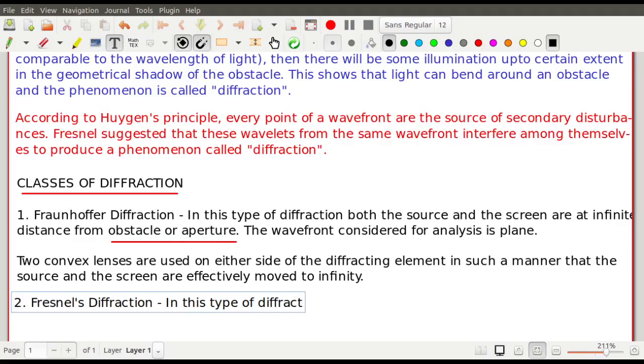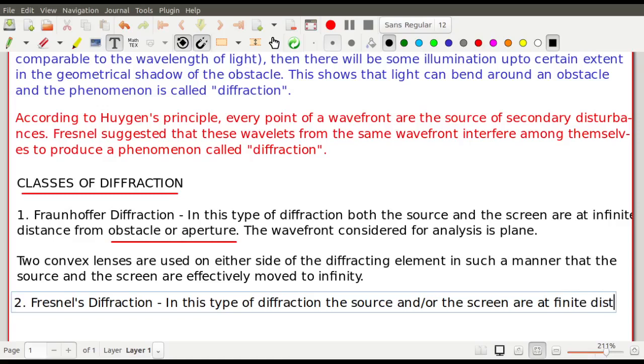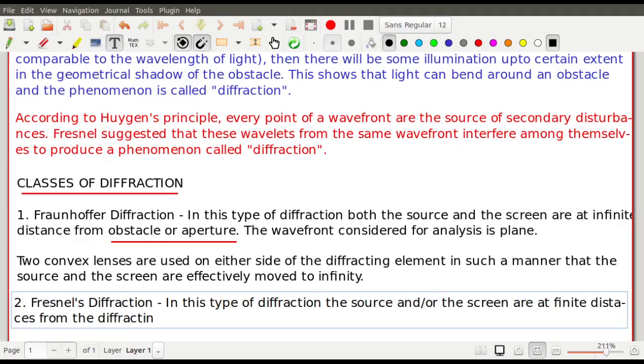diffraction, the source or the screen, এখানেই লিখে দাও, and or মানে either any of them or both, the source and or the screen are at finite distances from the diffracting element. Either both are at finite distance or any one of them is at finite distance.